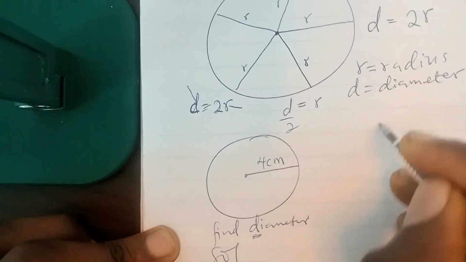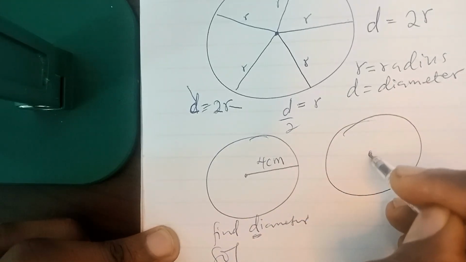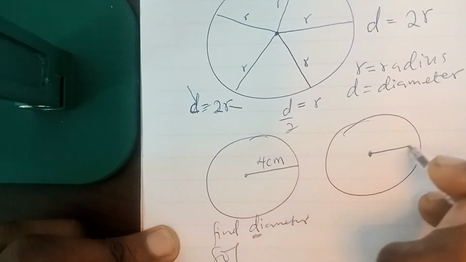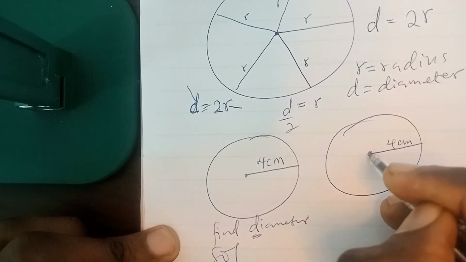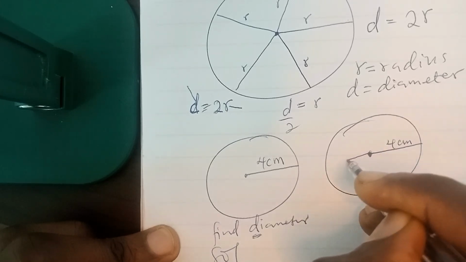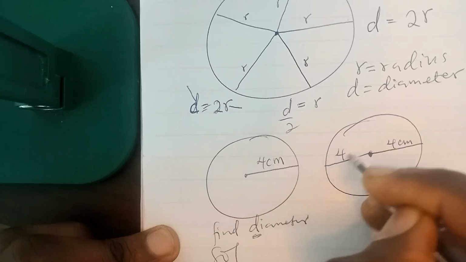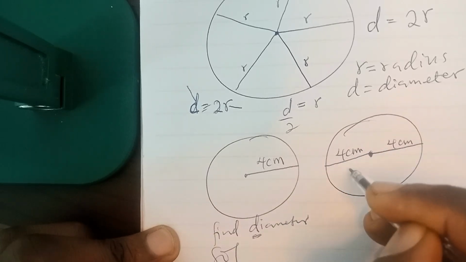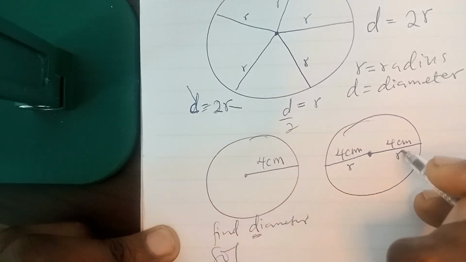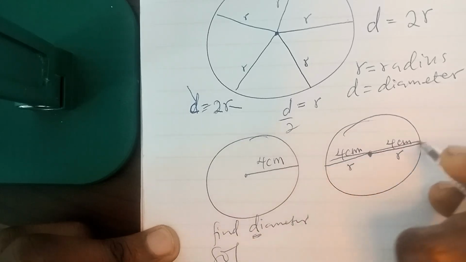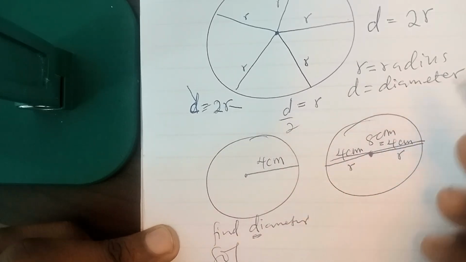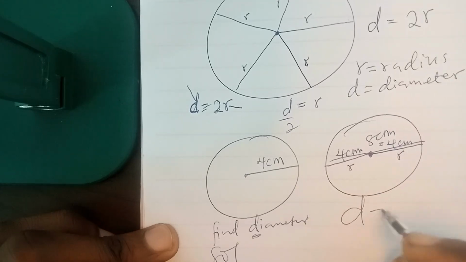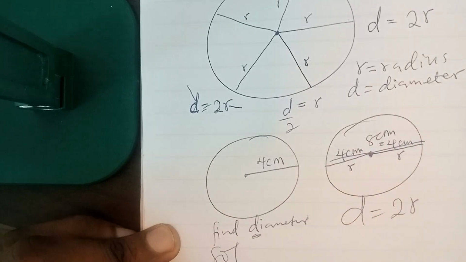So in other words, when you have a circle here with a center, from here to here we have 4 centimeters. Then from this center point down to the other end, we also have 4 centimeters. Don't forget that this is radius and this is radius, which makes the diameter 8 centimeters. So diameter equals 2 radius.